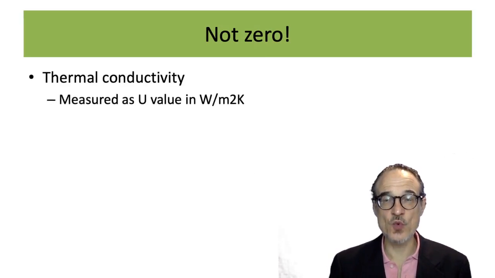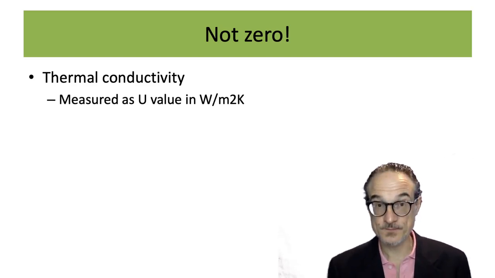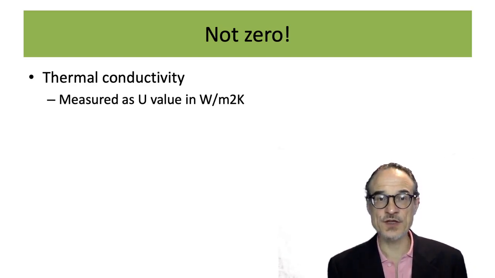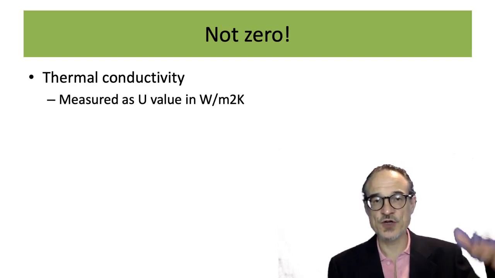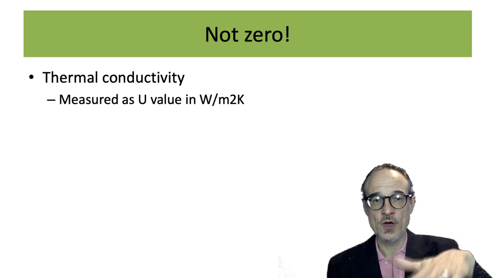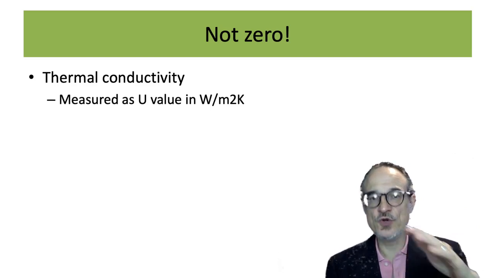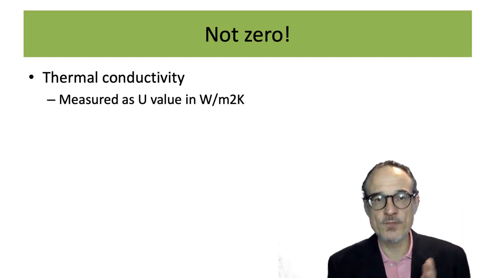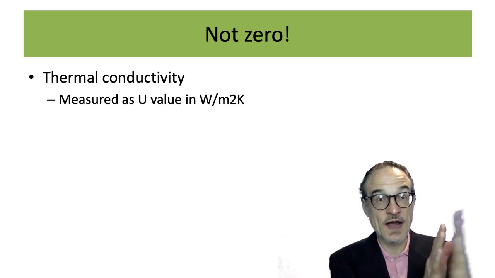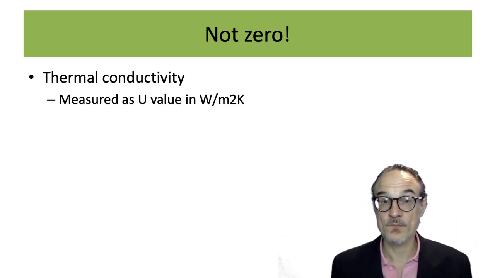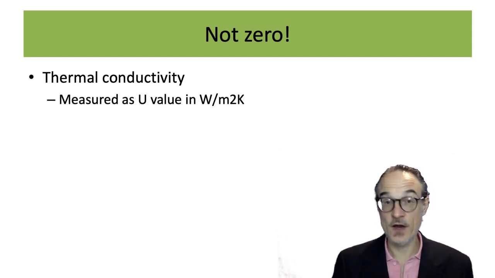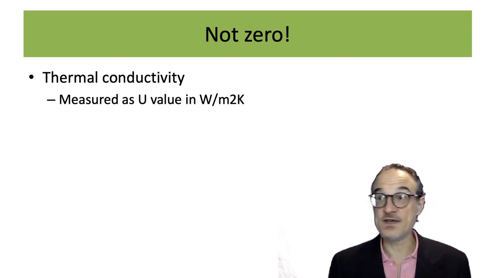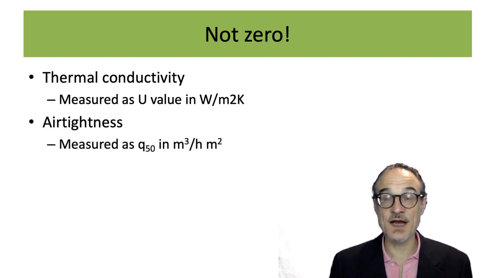So as we know, for thermal conductivity usually we use a U value, and there are no materials with a U value of zero. We can try and get it as low as possible, but usually if you want more insulation, you're going to have to make the walls thicker. There are new insulation materials all the time, and they are getting better, but they're not going to be zero. Air tightness as well.